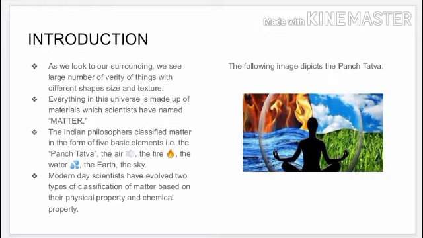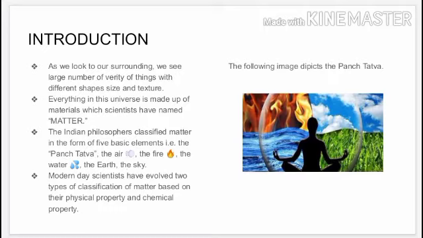The second point: everything in this universe is made up of materials which scientists have named matter. Scientists have named all the materials in the universe as matter, as the smallest unit of any substance is matter.